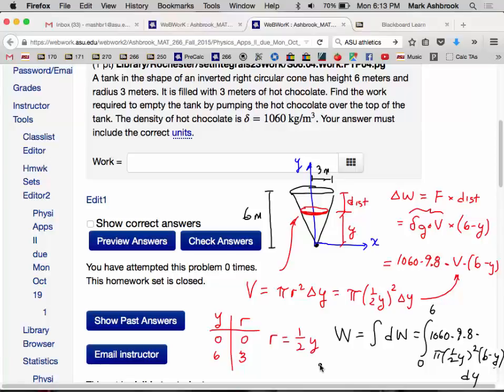What's that? Oh, it's not filled all the way? Okay, thank you. So mine is filled from 3 to 6. Oh, filled with 3 meters. Filled with 3 meters. Okay, so y has to go from 0 to 3 then. Thank you. Because y is 0 down here. It's going to be the first 3 meters of layers there.